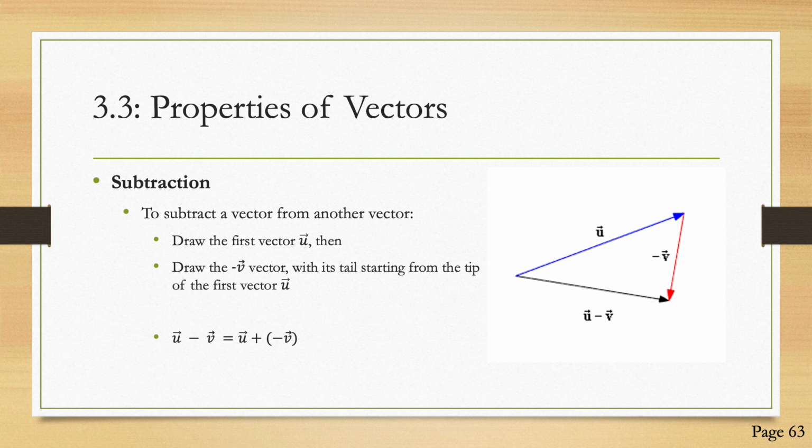So continuing on, we're going to be looking at subtracting vectors. To subtract a vector from another vector, first you need to draw the first vector, vector u. Then you need to draw the second vector, which is negative v in this case, with its tail starting from the tip of the first vector u. If you look at the graphic on the right, you first draw the blue vector u, then the red negative vector v, and then the resultant vector is vector u minus vector v.